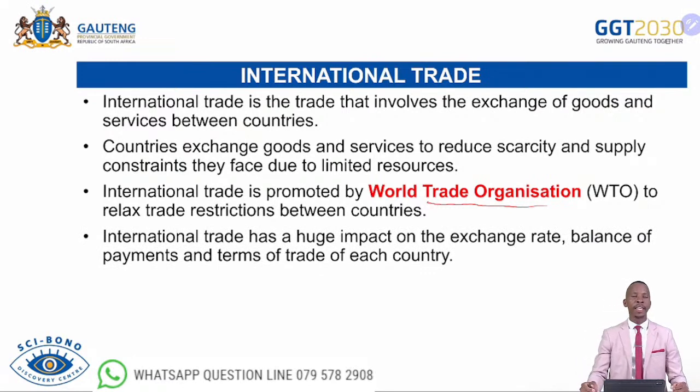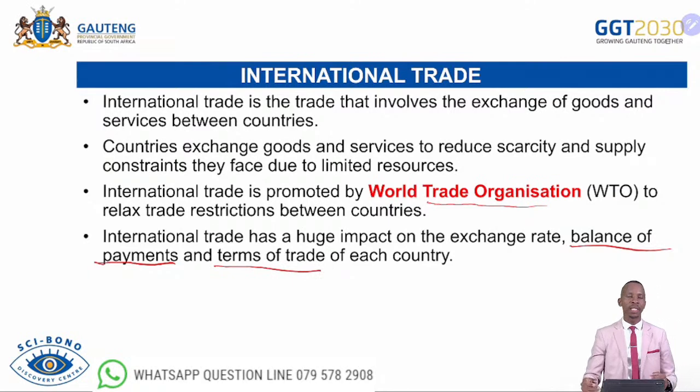And then this kind of trade has a very huge impact on the exchange rate of different world countries, also on the balance of payments for different world countries, including the terms of trade. Because if countries start to interact with one another, there will be the exchange of currency, there will be the demand and the supply of the currency that affects the balance of payment of the country and also affects the terms of trade of each country.